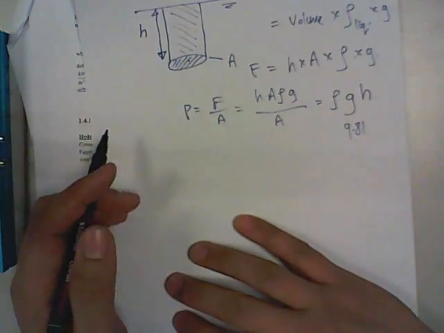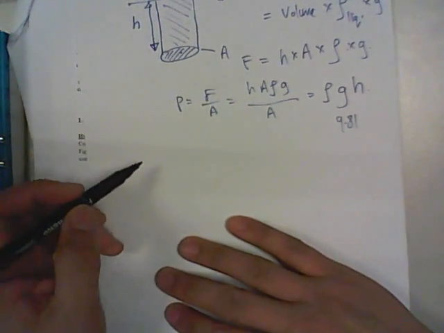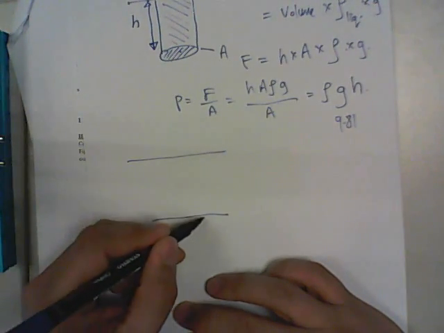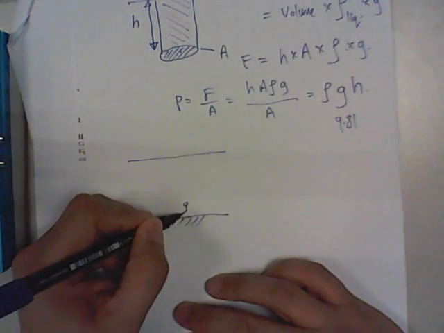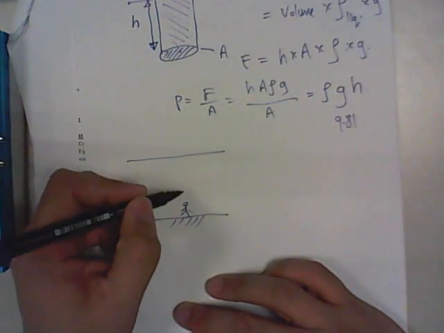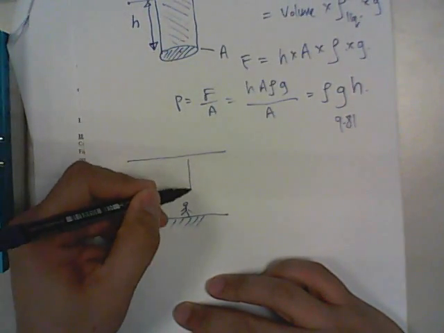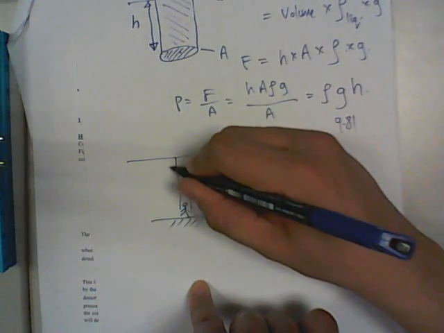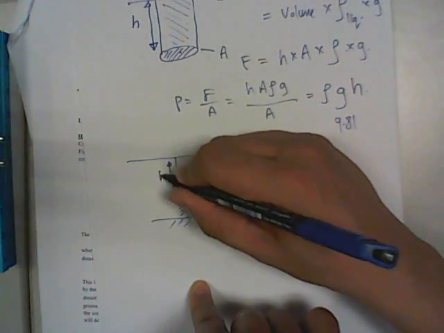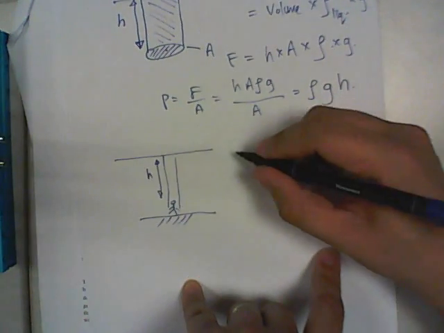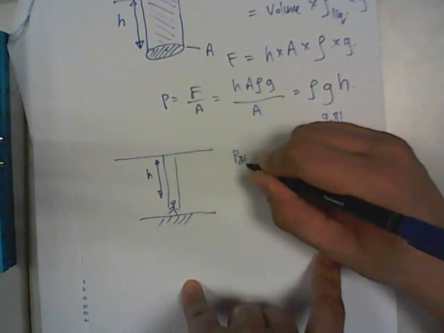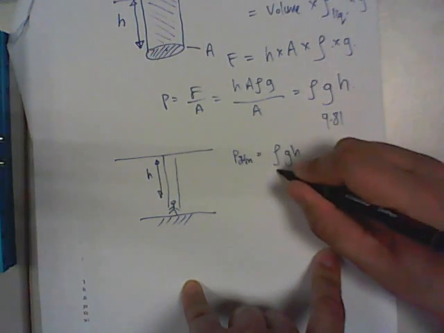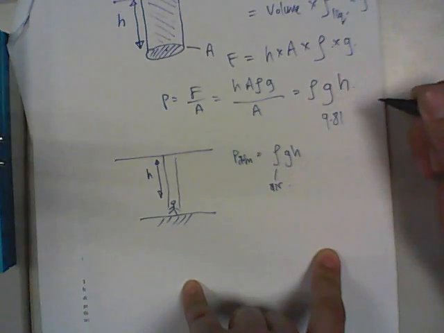Now, instead of looking at submerging underwater, what if we put this under the atmosphere? Imagine this is the ground, and you are here. What is above you is this column of air. So in fact, the so-called atmospheric pressure is also a form of rho g h, where the density is the density of air.